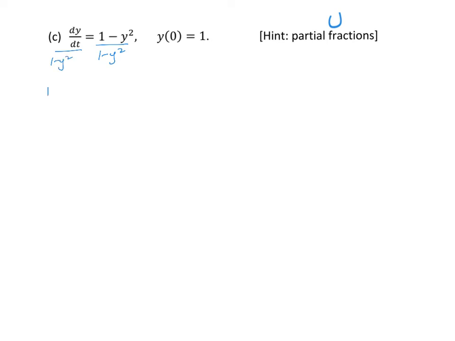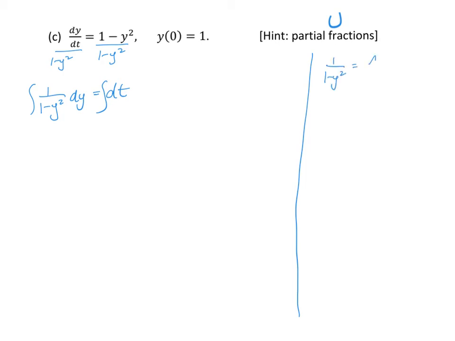And so I'm going to have 1 over 1 minus y squared dy, and then I'm multiplying both sides by dt. And then integrate both sides. And to integrate 1 over 1 minus y squared, I need to do partial fractions. So I'm going to do a little aside here where I'm going to try to break this 1 over 1 minus y squared into a over 1 minus y plus b over 1 plus y, which is the factorization of the denominator.